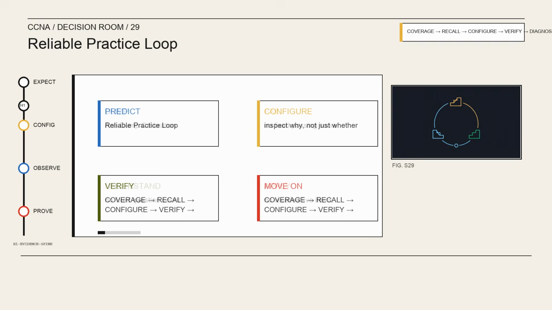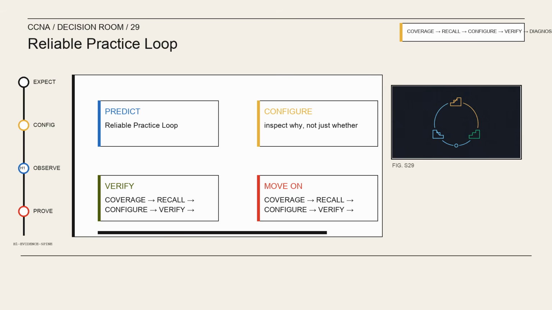Use the current blueprint as your coverage contract. Use mixed format practice to find weak concepts. Use original labs for action verbs, such as configure and verify. Then revisit every miss by explaining what the device should learn, select, forward, permit, deny, or advertise.